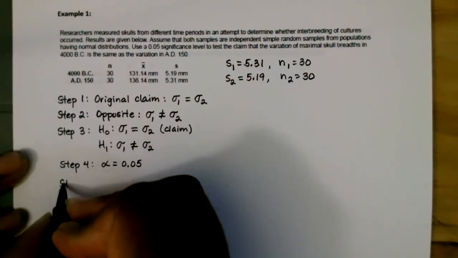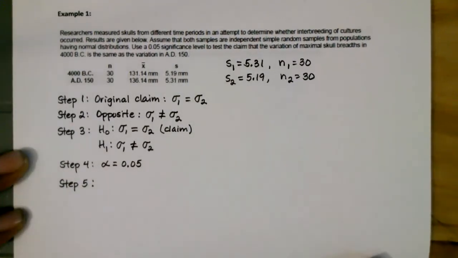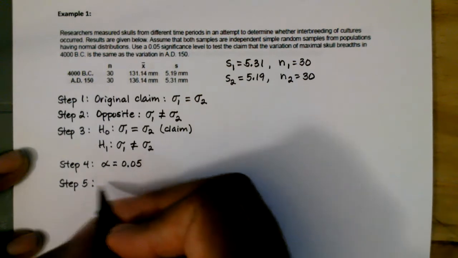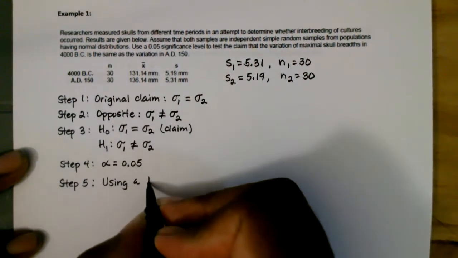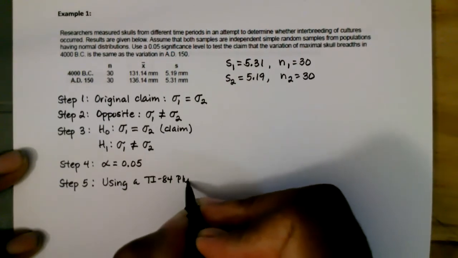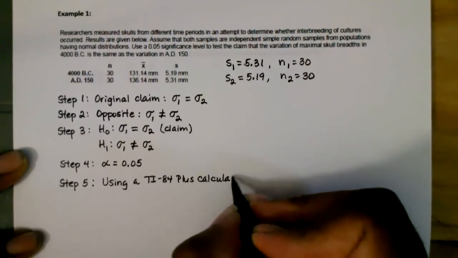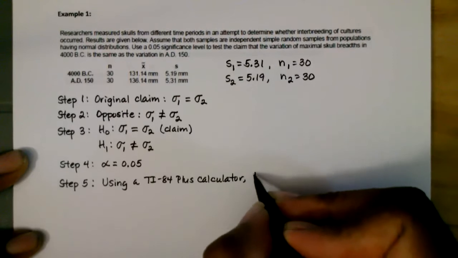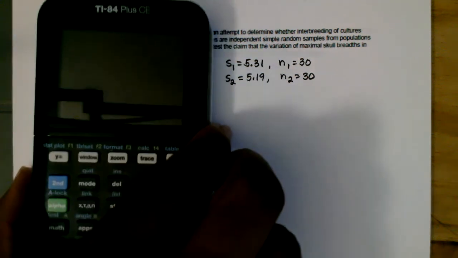And now step number 5 is this. Here we're going to use a TI-84 Plus calculator to find out what F is going to be. All right, so let's get out that graphing calculator.